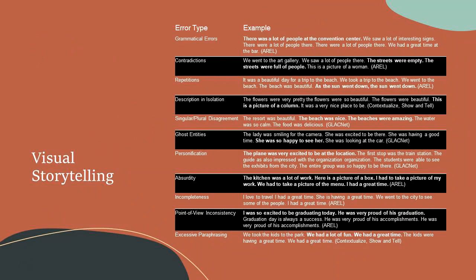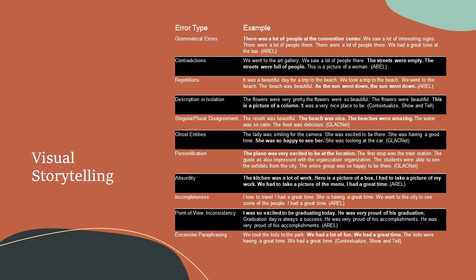Some characteristic examples of each of these error types are shown here. Notice that in many cases, underperforming stories will contain many of these error types. For example, they might contain grammatical errors, repetitions, and excessive paraphrasing all at once.